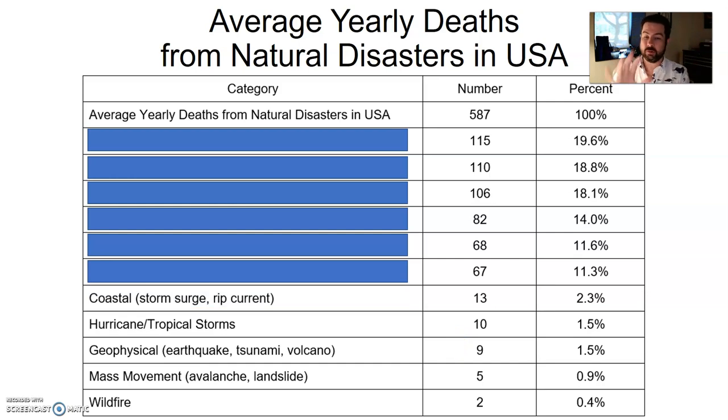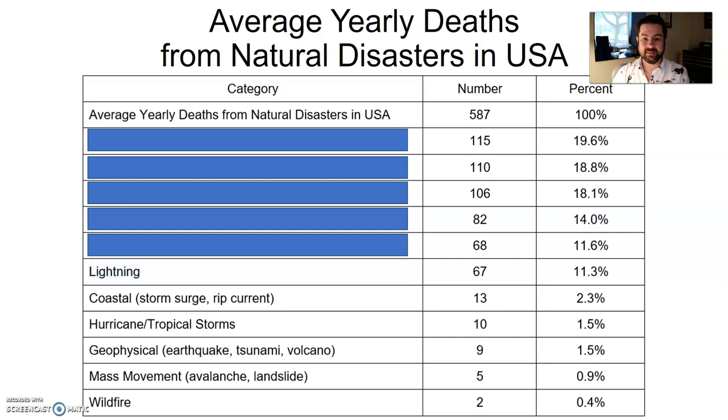Coastal hazards like storm surges or rip currents, those kill more people than hurricanes. Lightning, look at that, lightning, 67. Oh my goodness, lightning. Who here, when it storms, when it thunders and lightnings, goes outside? That's almost 7 times more dangerous than standing outside in a hurricane. Did you know that? You're 7 times more likely to die going outside during a thunderstorm than during a hurricane. Think about that. Interesting, ain't it?